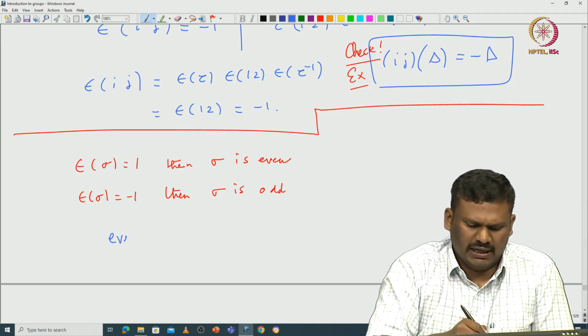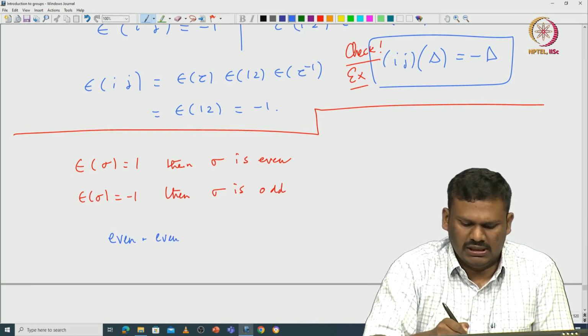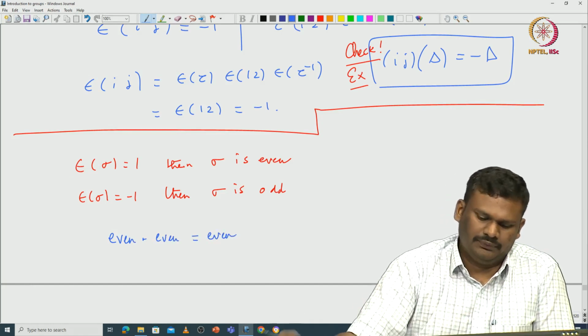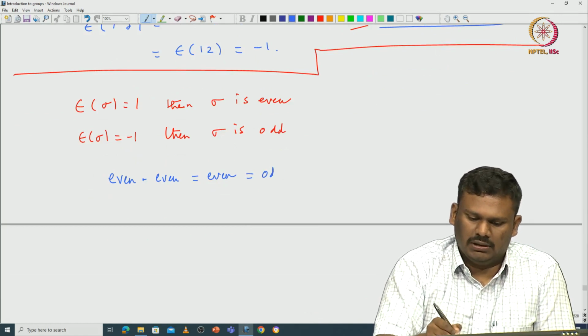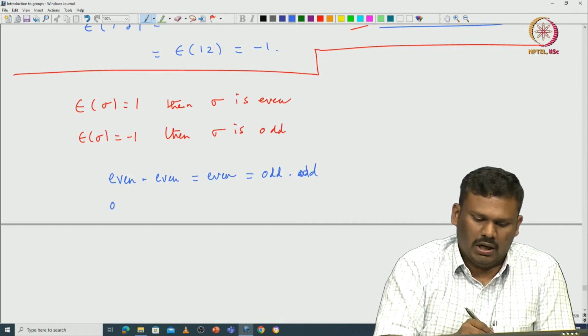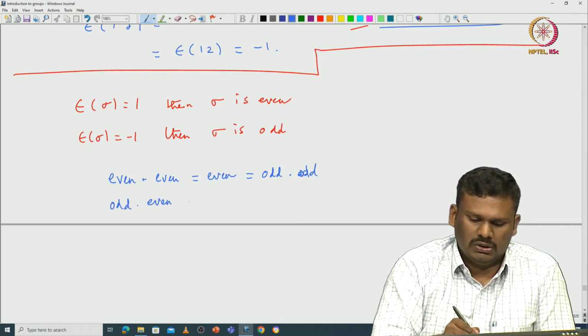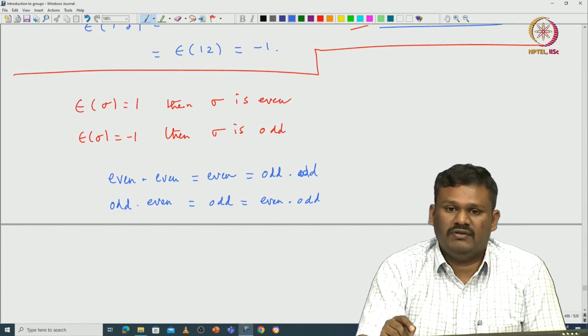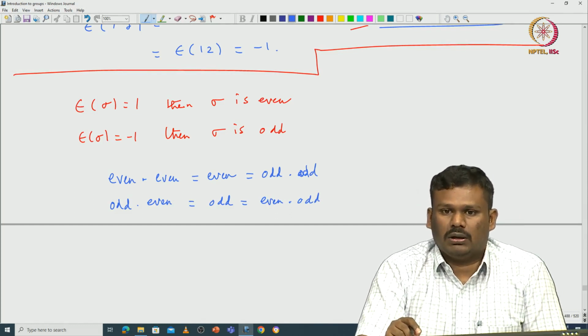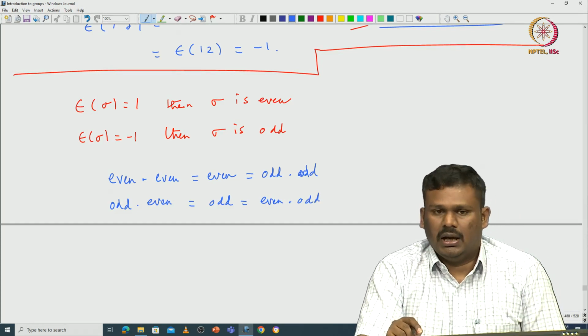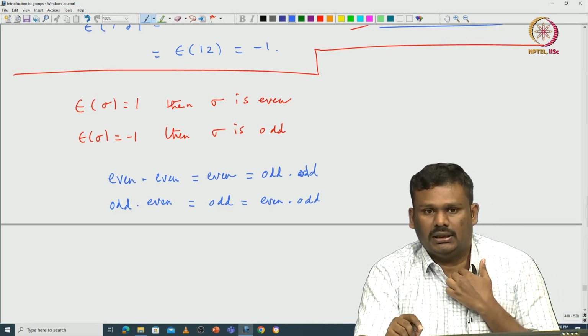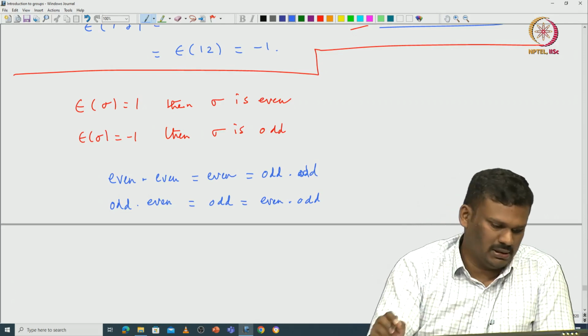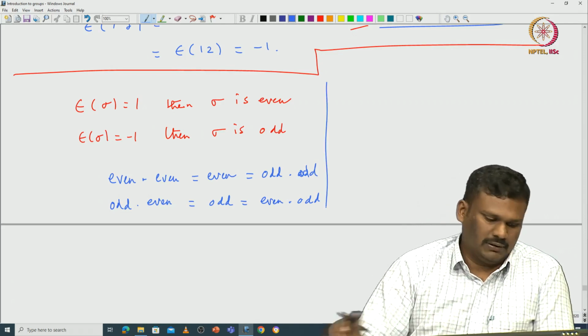Even times even, you can easily see that must be even, and odd times odd is also going to be even. Odd times even is going to be odd, which is again even times odd. The product of two even permutations must be even, and the product of two odd permutations must be even, and if you mix odd and even, then that must be odd always. This is something trivial to check.